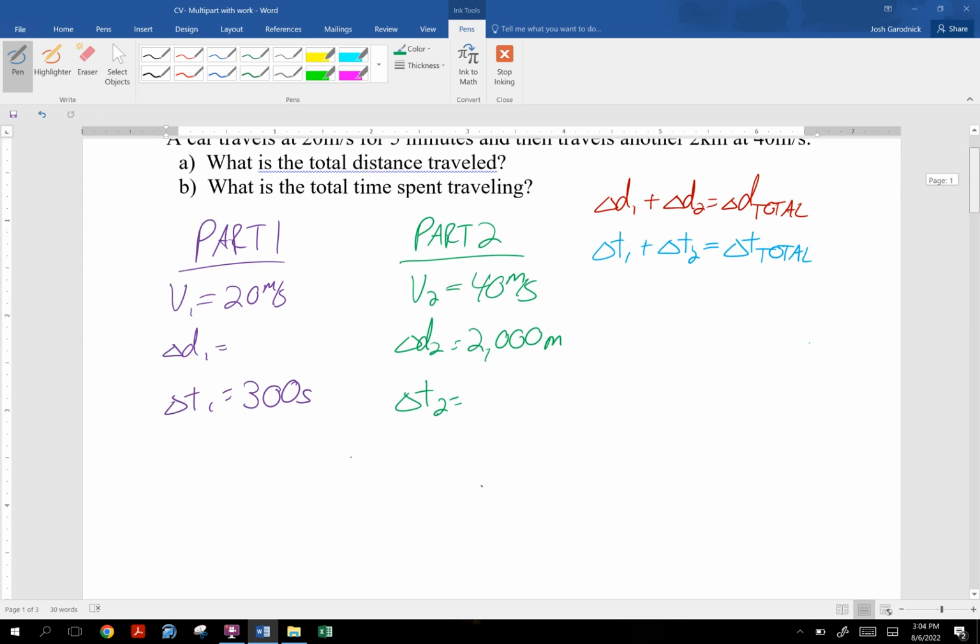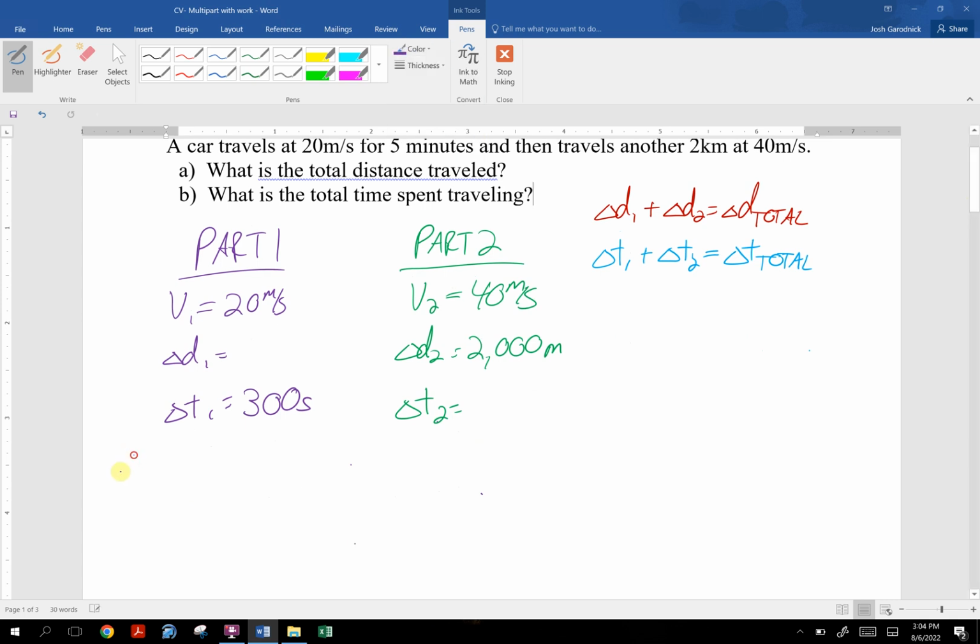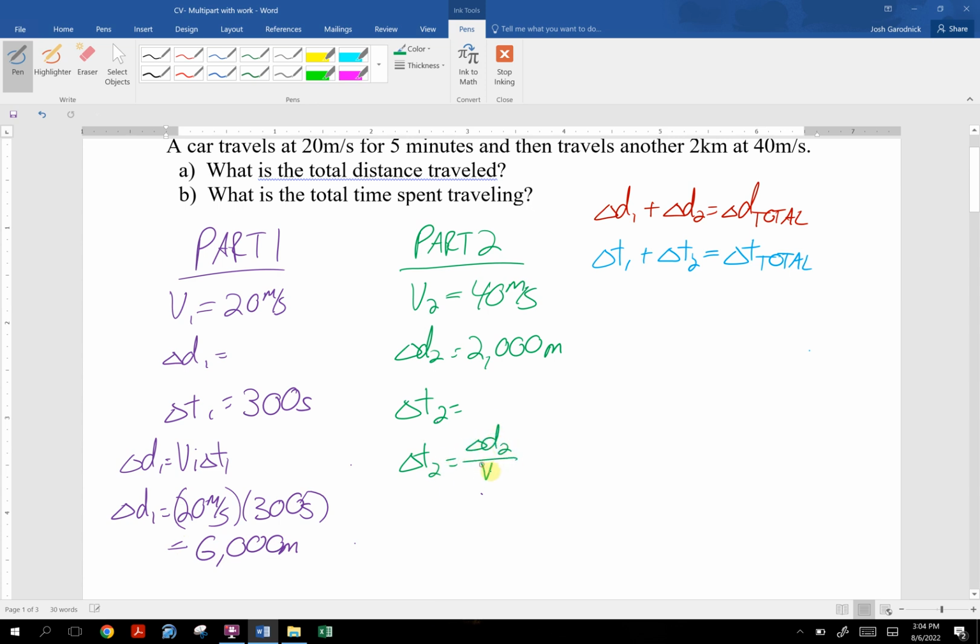So for part 1, we can figure out the distance traveled in part 1. Distance is velocity times time. So the distance for part 1 is 20 meters per second for 300 seconds, and we get 6,000 meters. For part 2, we can clearly figure out the time it took to go this 2,000 meters. So that's distance over velocity, which is 2,000 meters all over 40 meters per second, or 50 seconds.